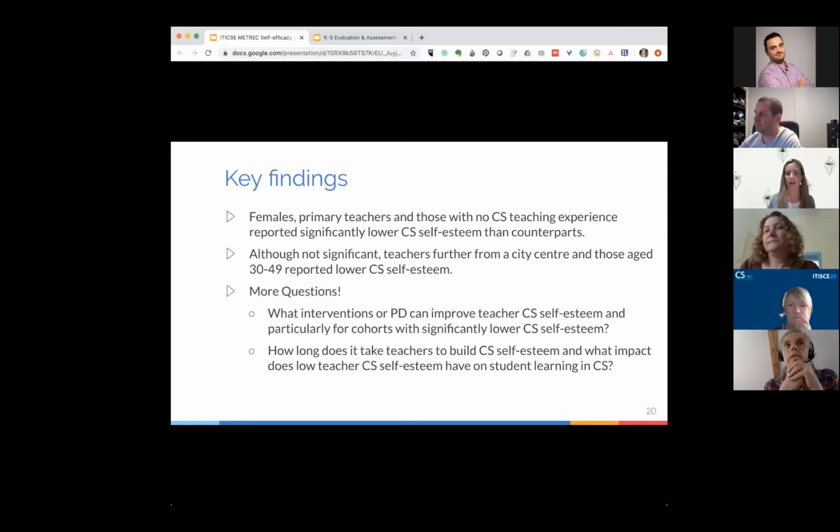And although there are many other additional factors such as pedagogical knowledge, technological knowledge and experience as well that are worth exploring, this study really raises more questions and an opportunity to dive deeper. We're keen to look at what interventions or professional development can improve teacher self-esteem, and particularly for those with significantly lower self-esteem, perhaps the groups that we've identified. And we want to know how long does it take teachers to build their self-esteem and what impact does low teacher self-esteem have on students learning computer science as well.